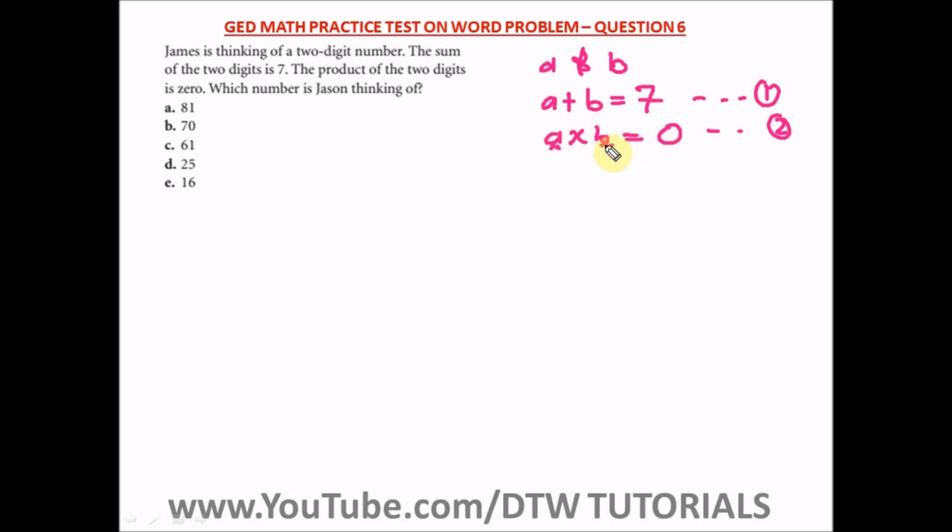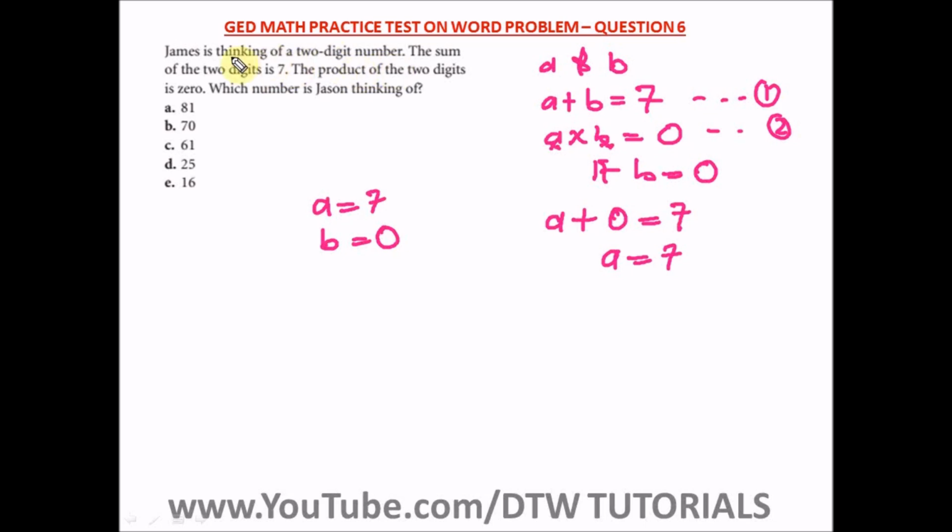Okay, so we can just state that if B is equal to 0, let us put in the value of B into equation 1 so that we can get the value of A. So in putting the value of B into equation 1, we have A plus 0 equal to 7. So this will be A is equal to 7. So definitely our A is equal to 7 and our B is equal to 0. So the 2-digit number that James is thinking of is 70. Okay, and our right option here is option B.